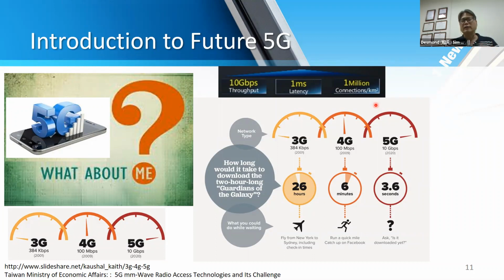And I'll elaborate on that later on. First, let's look at the speed, or the data throughput, and the comparison between 3G and 5G. As you can see right now, in 3G, if you need to download a 2-hour long Guardians of the Galaxy, you need to spend 26 hours. But if it goes to 5G, with 10 gigabits per second, then you only need about 3.6 seconds to download that. And if you compare to 4G, you need about 6 minutes.